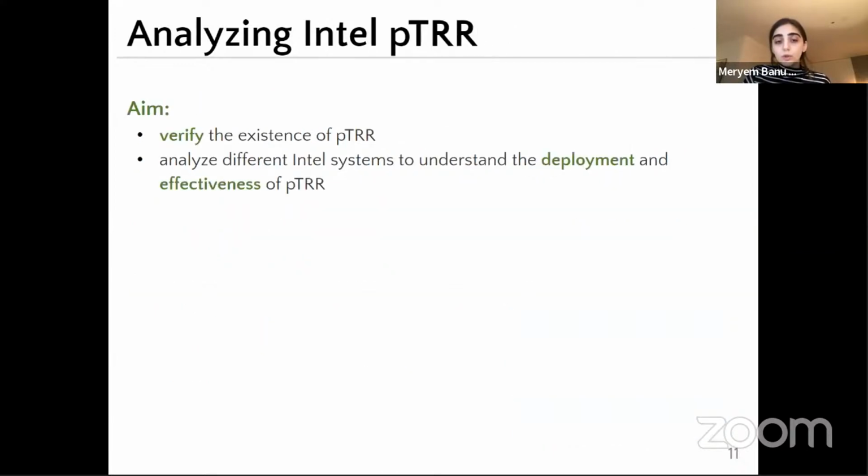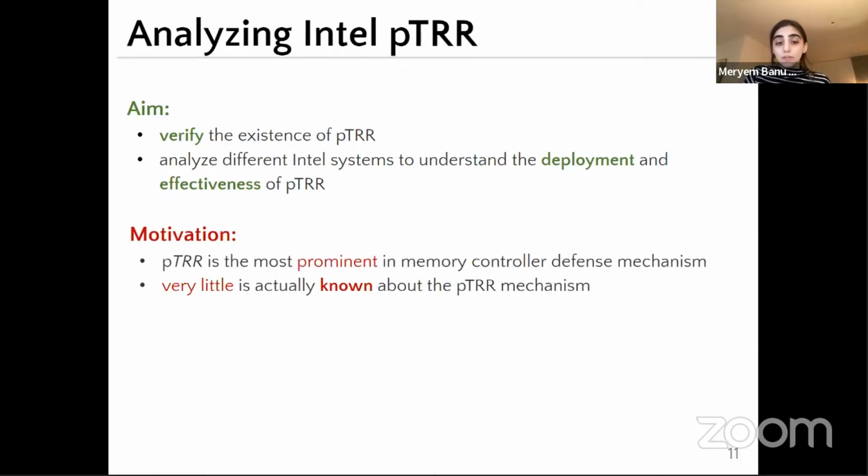This paper focuses on Intel's PTRR implementation specifically, in order to verify the existence of PTRR and understand its deployment in Intel systems as well as its effectiveness. The main motivation to focus on Intel's PTRR implementation is that PTRR is the leading defense mechanism employed inside a memory controller, and the underlying implementation is not well known.